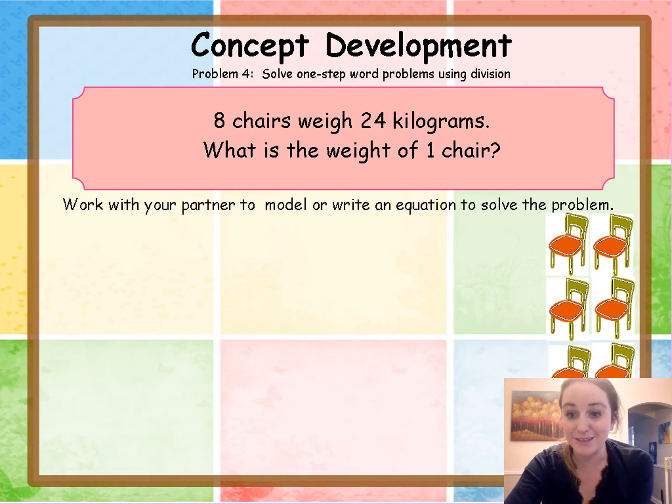Let's count by 8s to 24 and go. 8, 16, 24. How many 8s did I count to get to 24? I counted 3 8s. That means 24 divided by 8 equals 3. The weight of 1 chair is 3.